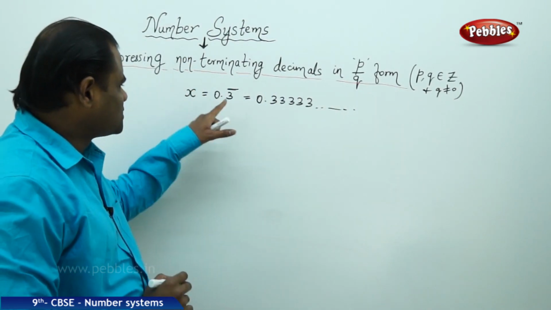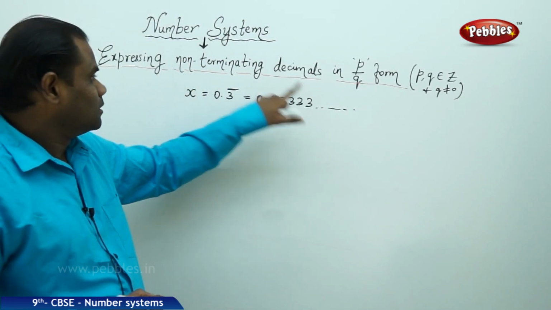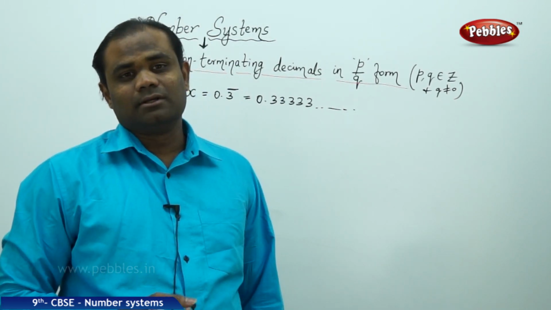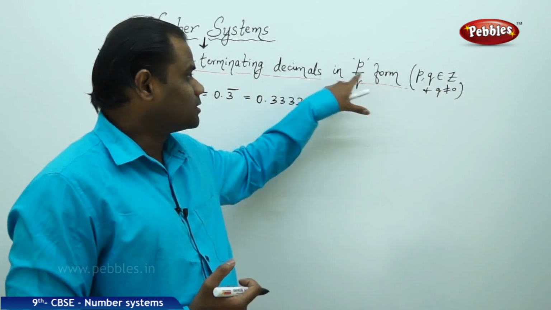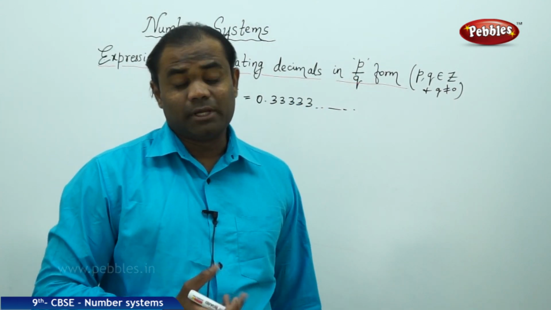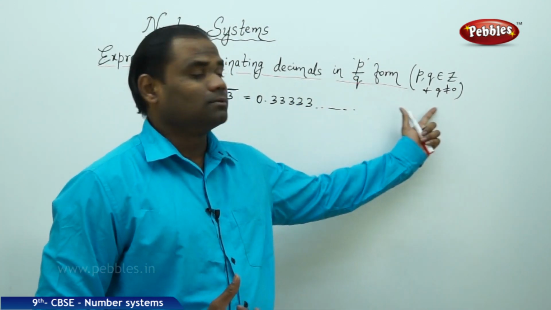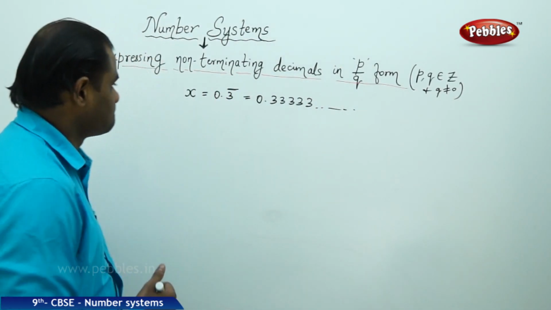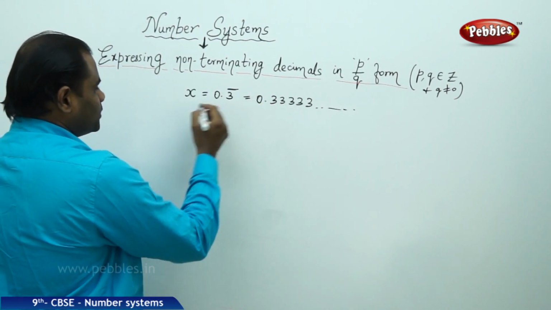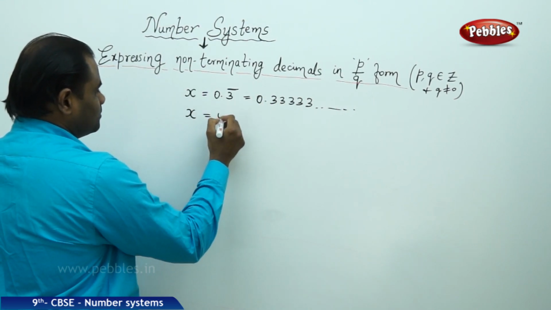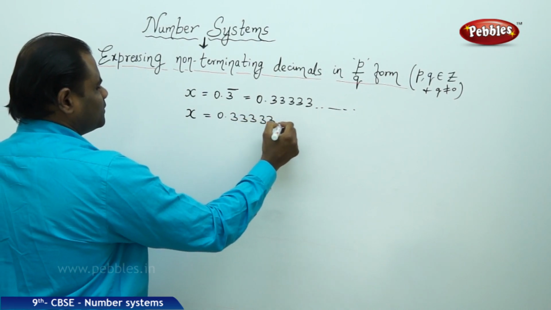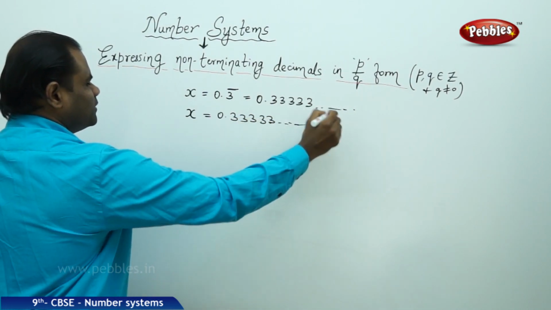Now let's see if this number, which is never ending, non-terminating or ever recurring, can be expressed in the rational form p by q, with p and q belonging to Z and q not equal to 0. So let's see if it's possible. So x is 0.3 bar, which can be written as 0.333 and so on and so forth till infinity.